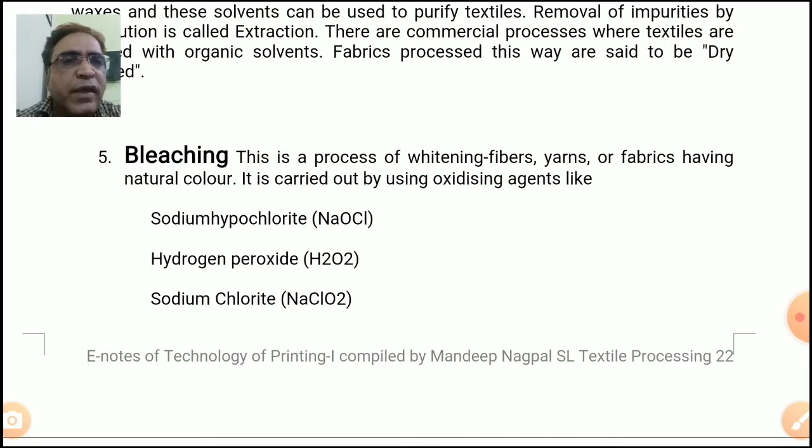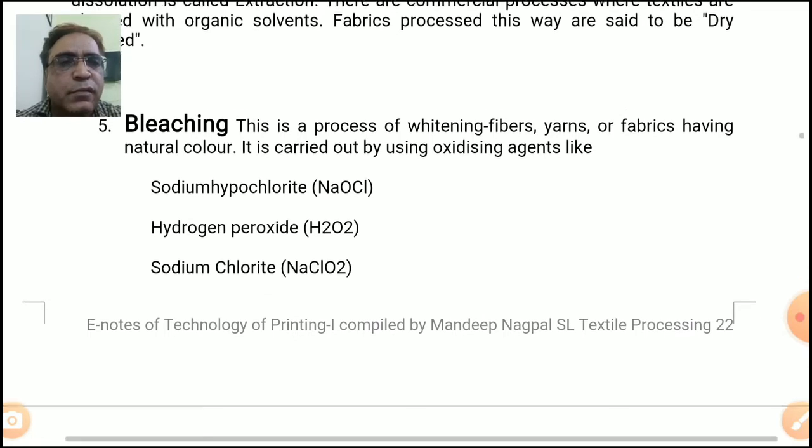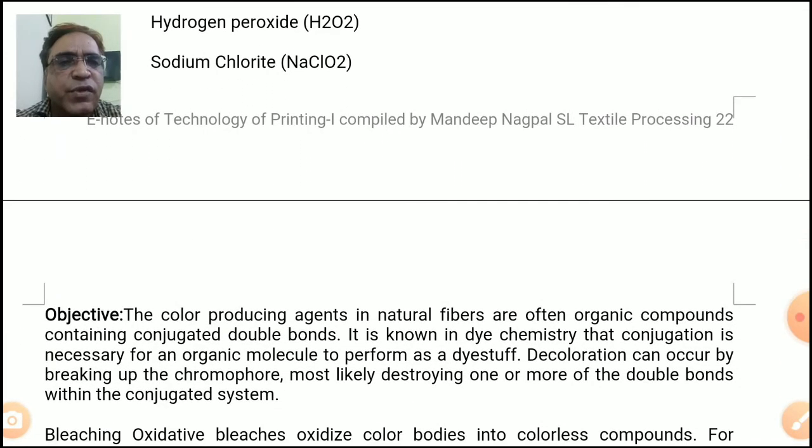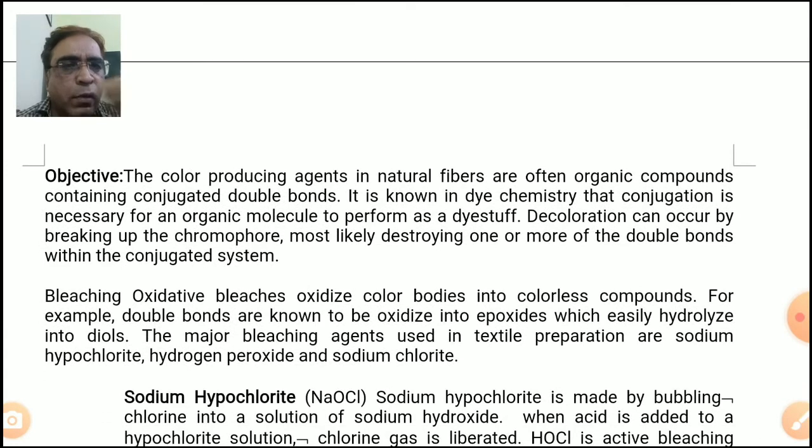So what are the chemicals used? Oxidizing agents are used for this, like sodium hypochlorite, hydrogen peroxide, and sodium chlorite are the chemicals which we use. As you are seeing on the screen, the objective is to remove natural coloring matter which is present in the fibers. For bleaching, oxidative methods are used.